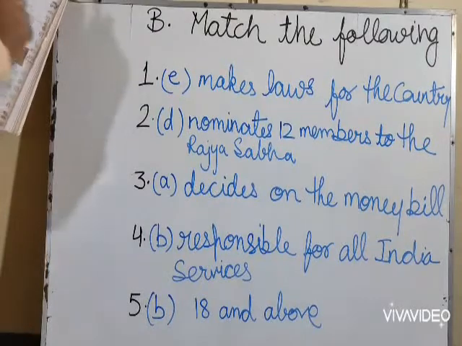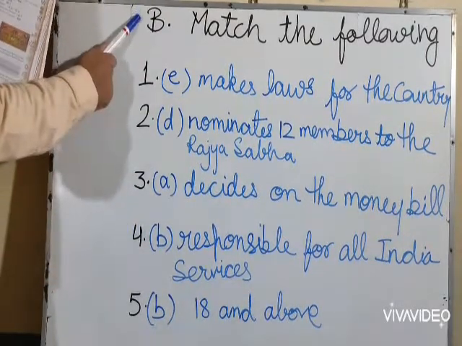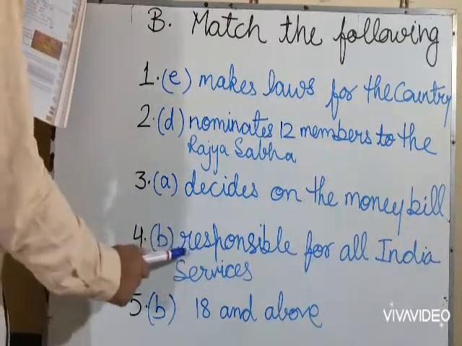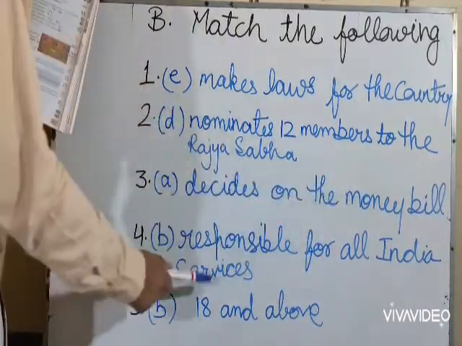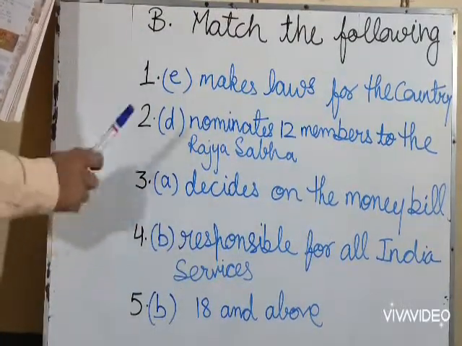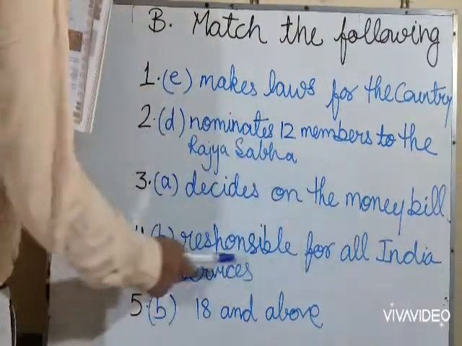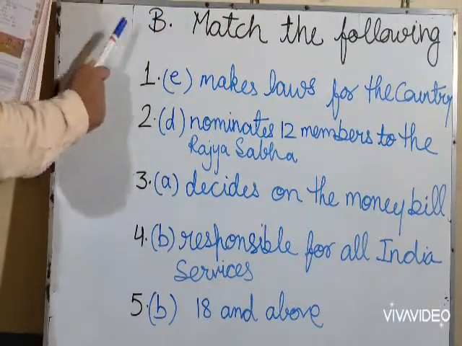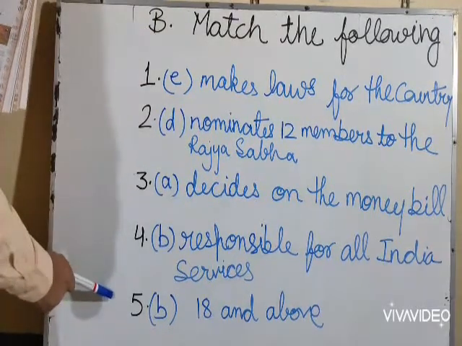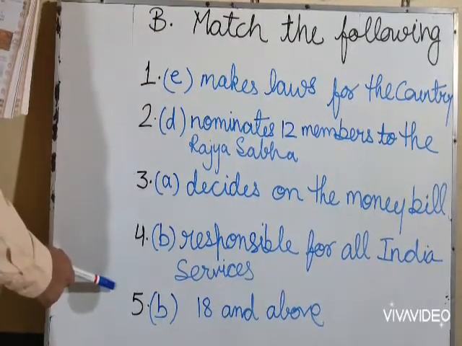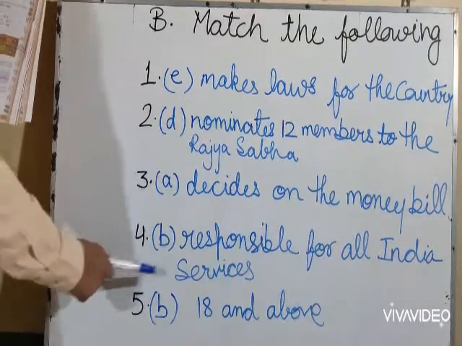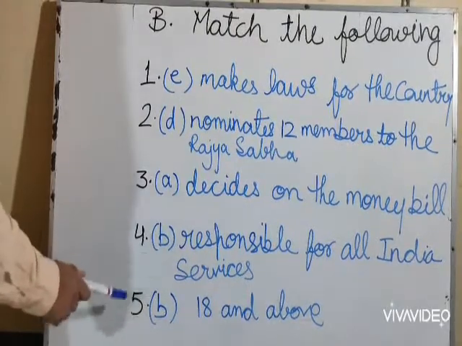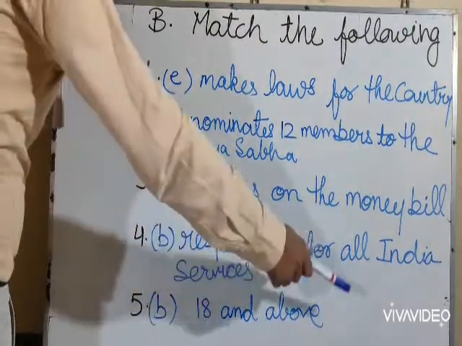Now question number 4, match the following. 4B, answer is B, responsible for all India services. Rajya Sabha is responsible for all India services. The last from the match the following is B5. Question is voting age in India, as you already know, and we have studied it in the filling the blanks also: 18 and above. The voting age in India is 18 years and above.